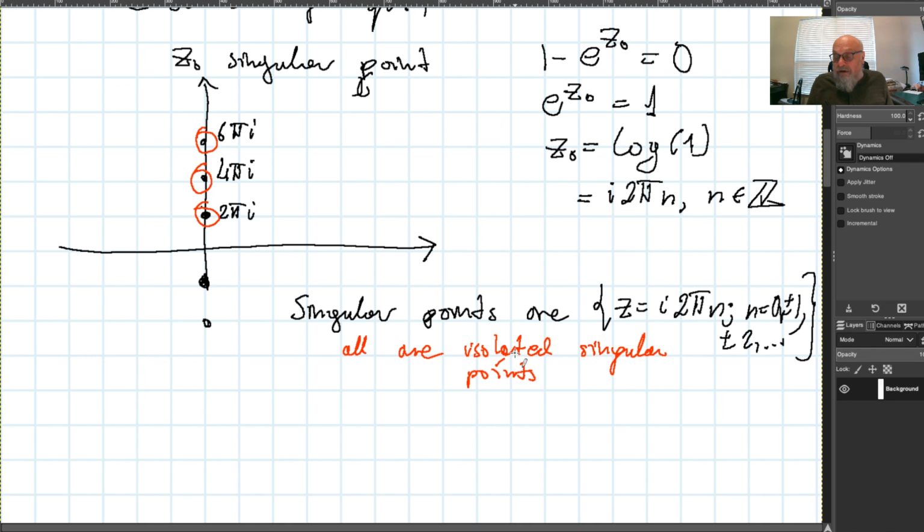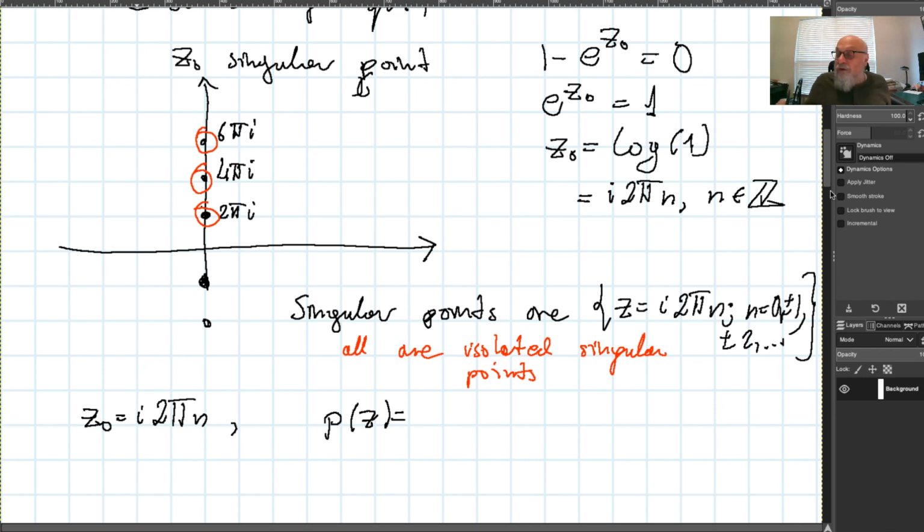So we know that these points are isolated. So now we need to check their characters. So take n is z0, and they're infinity, so we just don't discriminate. We just simply write 2 pi n. So then we need that p of z, what is this p of z?